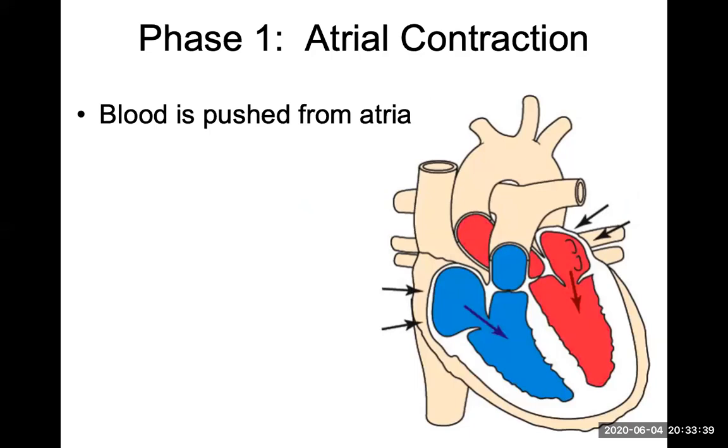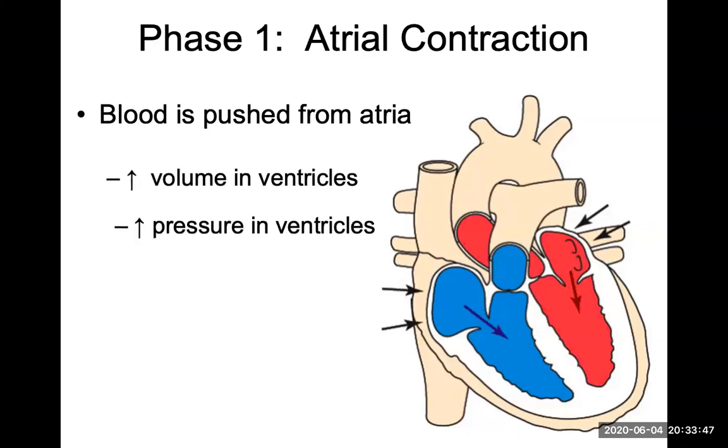Okay, so phase one is atrial contraction, where blood is pushed from the atria. As blood is pushed from the atria, it increases its volume in the ventricles, and pressure also increases in the ventricles. So blood is pushed from the atria to the ventricles in this first phase, in atrial contraction. As the volume of blood fills up the space in the ventricles, there's nowhere else for it to go, so pressure will increase inside that ventricle.